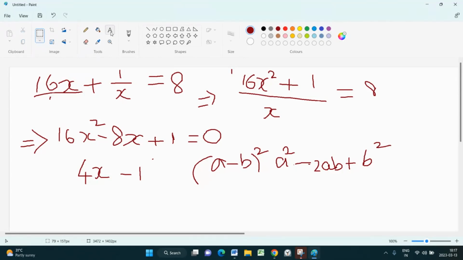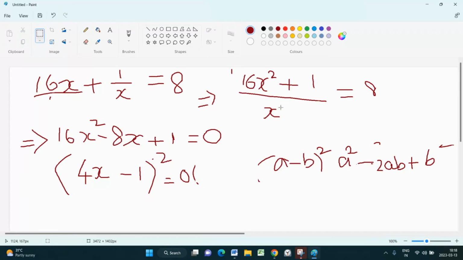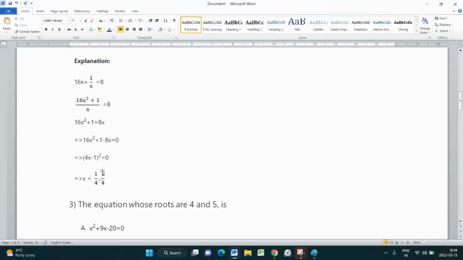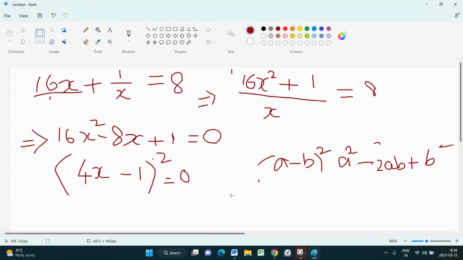Let us check once whether it is minus 2ab. Minus 2ab equals 2 into a, which is 4x, into 1, 4 twos are 8, plus x, 8x, minus 8x comes. Correct? So 4x minus 1 the whole square is equal to 0. I took the formula separately to apply it; with the negative, we will understand. So 4x minus 1 the whole square, that is 4x minus 1 is equal to 0.